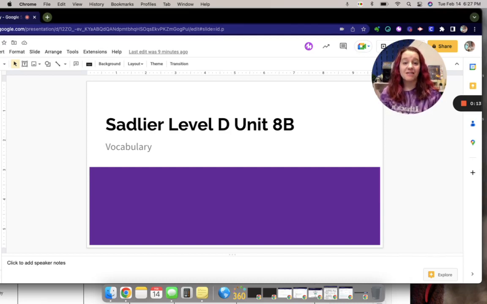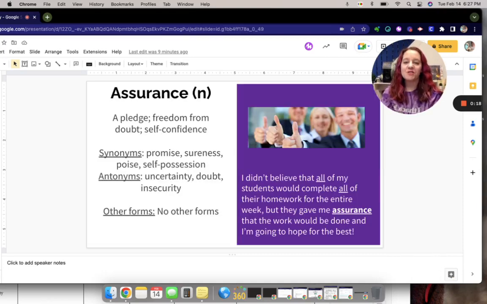This is Sadlier Level D, Unit 8B. Our first word for this unit is assurance, which is a noun.